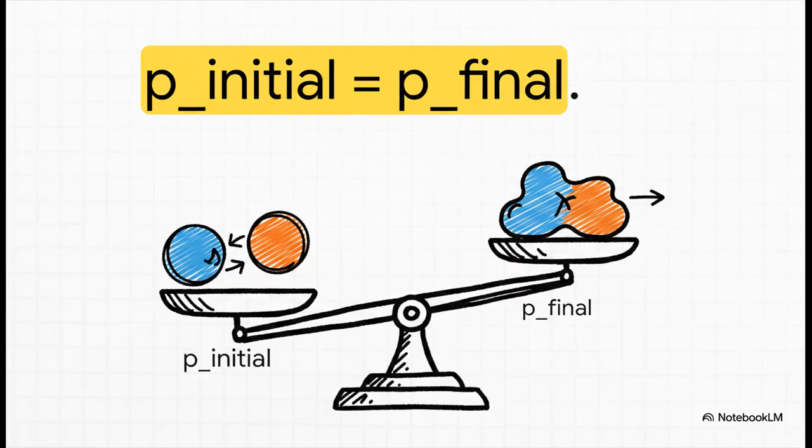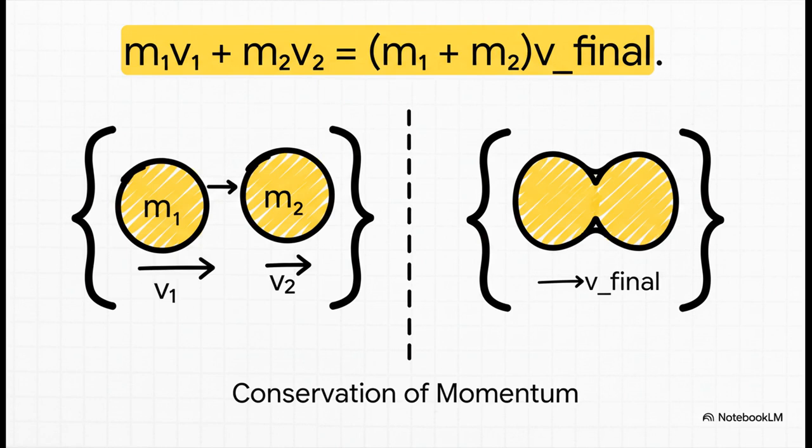At its very heart, our guiding principle is this simple. The total momentum before they hit, P initial, is exactly equal to the total momentum after they hit, P final. And here's how that simple idea expands into our master equation. On the left side, you've got the before picture, the momentum of particle 1, which is its mass times its velocity, plus the momentum of particle 2. And on the right, that's the after picture. Since they stick together, we have their combined mass multiplied by their single final velocity. This is the equation we're going to use.